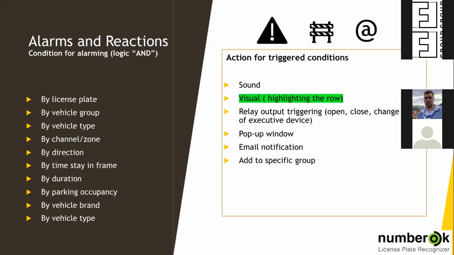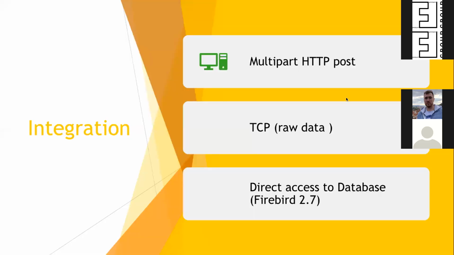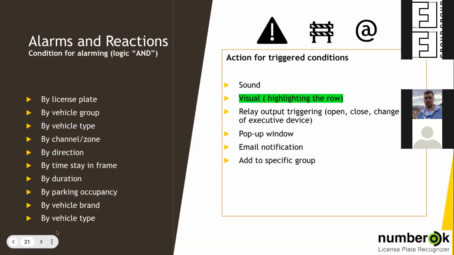We have 6 reactions. It can be sound, it can be a visual reaction, highlighting the row in the NumberOk interface. It can be relay output triggering to open or close a barrier. It can be a pop-up window in the NumberOk Meta interface. It can be sending an email notification, which is not directly in NumberOk but outside of NumberOk, and adding to a specific group.